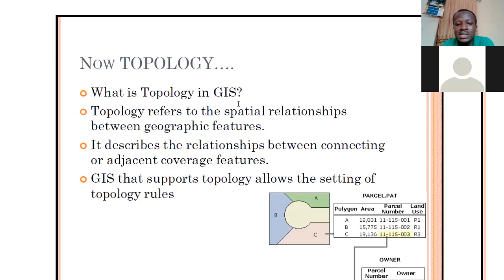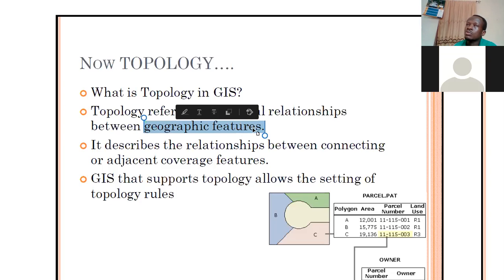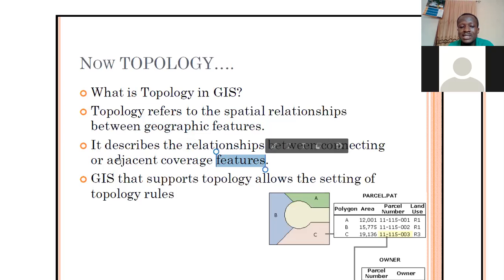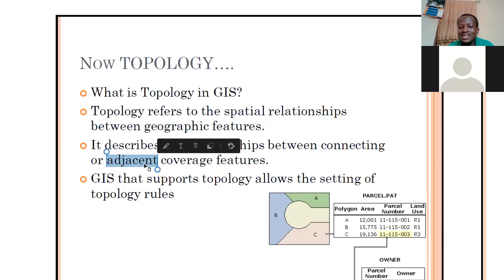It refers to the spatial relationship between geographic features. Is that okay? Examples of geographic features include parcels of land, a forest stand, a football field. You can also talk about, like I said, all the transportation networks, rail, road. It describes the relationship between connecting or adjacent coverage features. This is a term that is used a lot in GIS, but just concentrate on the word features. What we want to say is that those features have to be close. They should be adjacent. Are you okay?